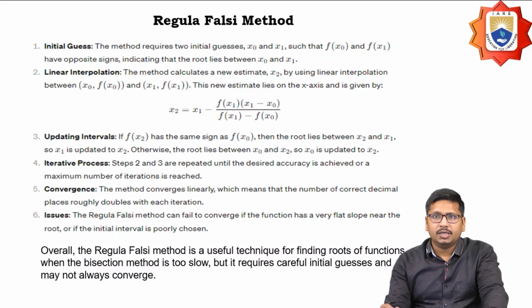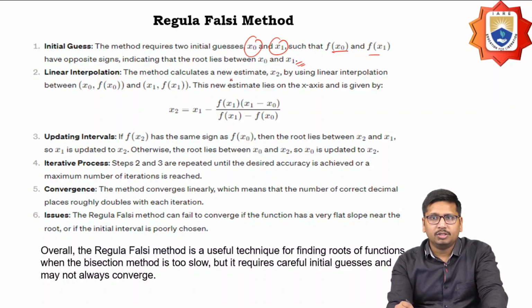So initial guess: this method requires two guesses, which we can call x0 and x1, such that f of x0 and f of x1 have opposite signs, indicating that the root lies between x0 and x1. And linear interpolation means this method calculates the new estimate by using linear interpolation. So how can I estimate this? By using this equation.